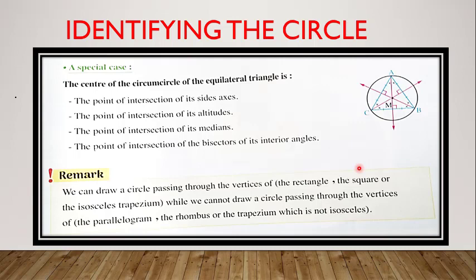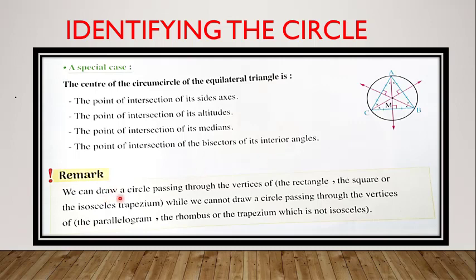We have a special case here. The center of the circumcircle, if the triangle is an equilateral triangle. In this case, this point, the center of the circumcircle, will be the same point of intersection of its side axes, and it's also the point of intersection of altitudes, the point of intersection of medians, also the point of intersection of the bisectors of the interior angles.